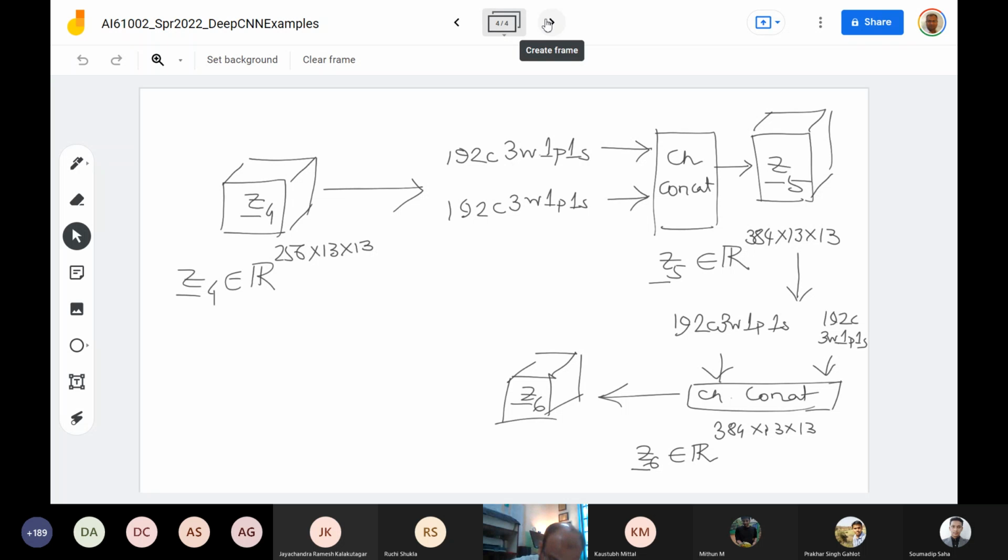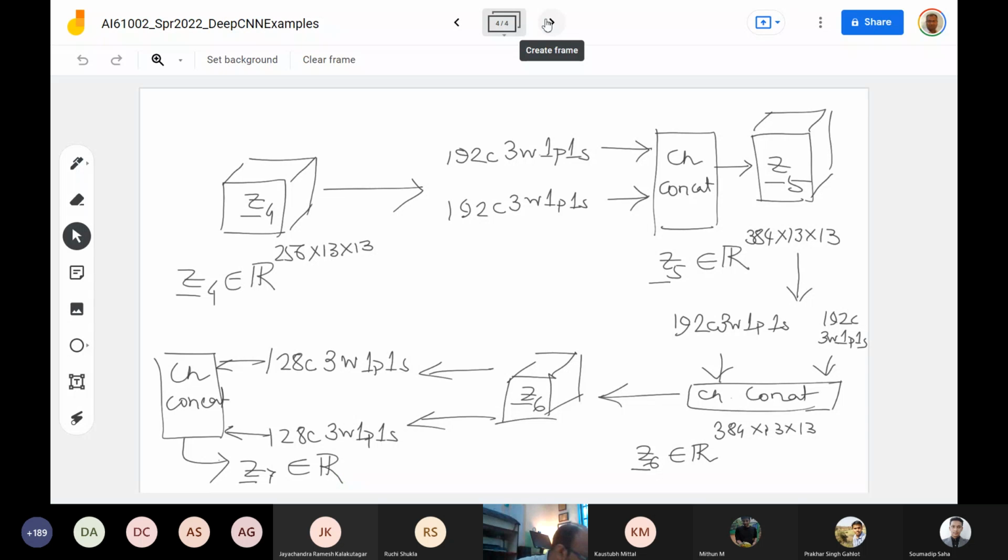Now then you again do a convolution. So again there is a split convolution which is done. And this is 128C 3W 1P 1S, and out comes Z7. And what is the size of Z7? 256 cross 256 cross 13 cross 13.